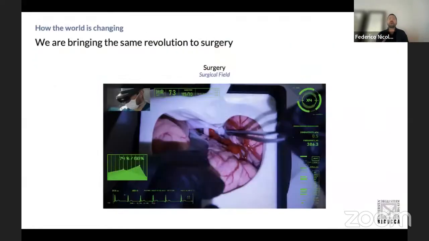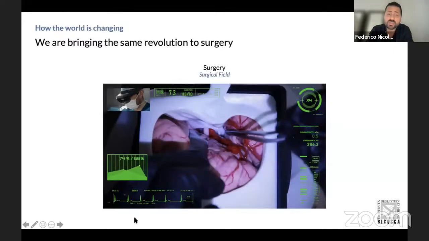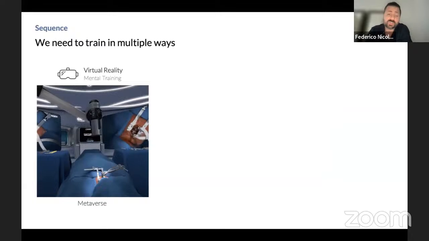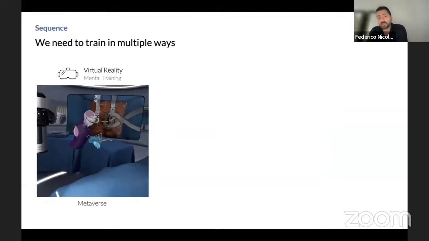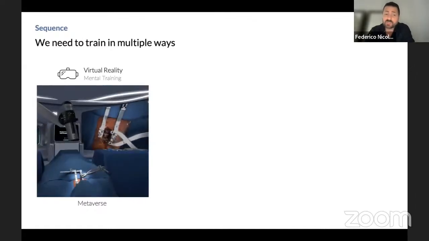So now I do a jump. This is 2023. After these first experiments, where we are today. Today we are using augmented reality, using simulation to do very sophisticated things, and I will tell you what. So today we created a metaverse, where we have a mental training, entering an OR and understanding how to interact with instruments. But this is the first step.